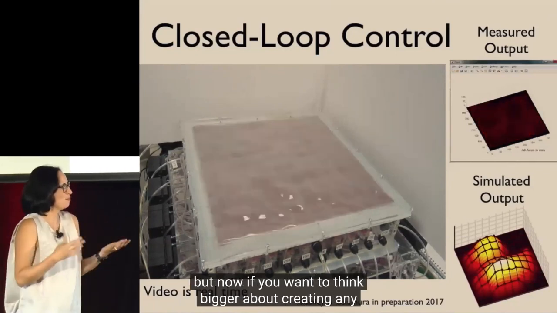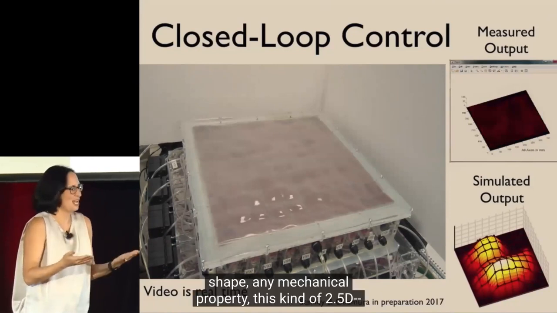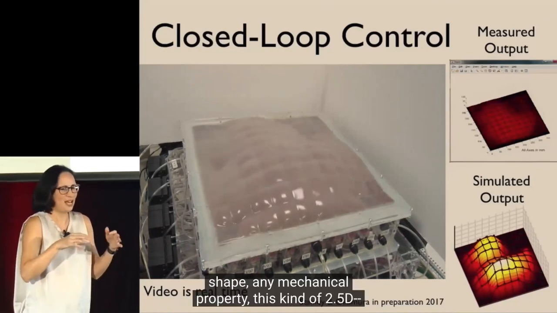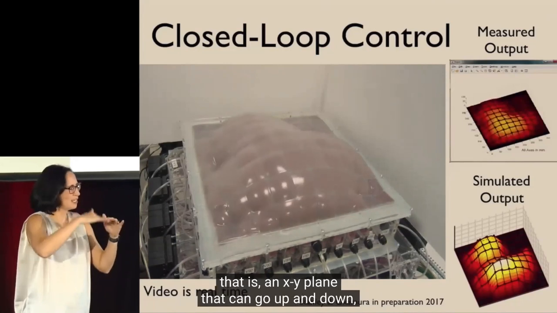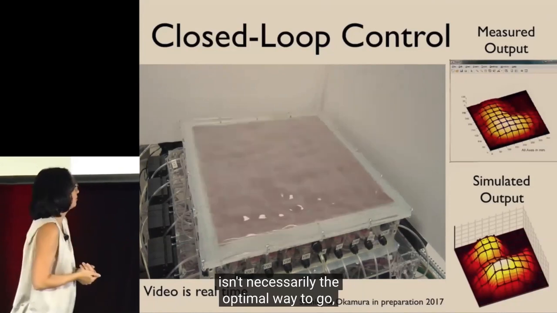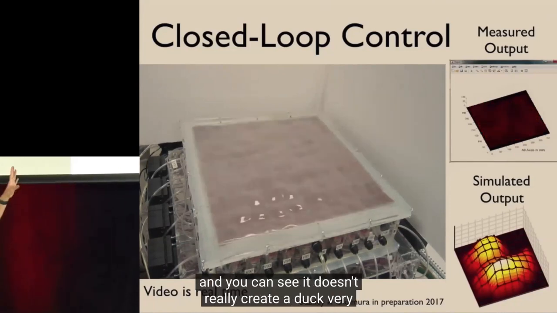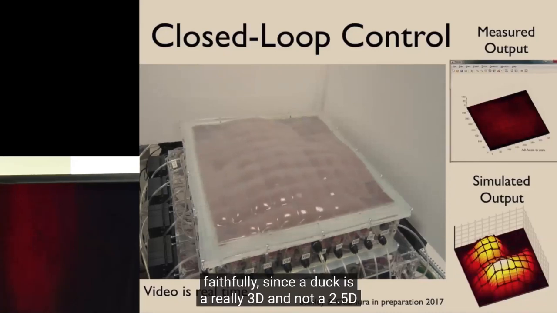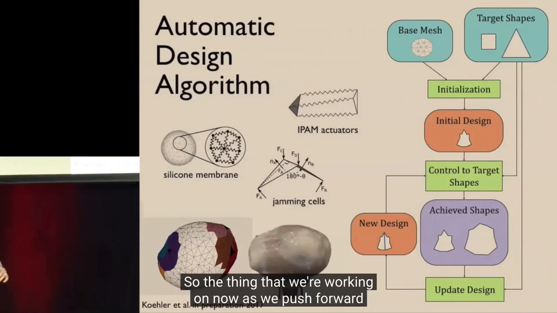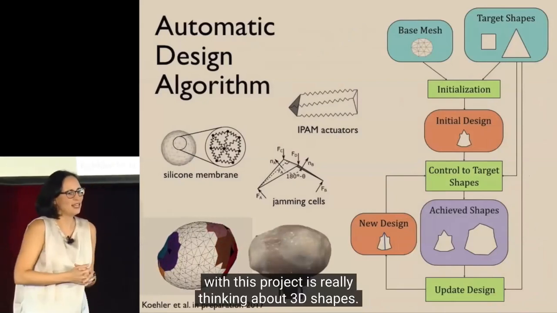But now if you want to think bigger about creating any shape, any mechanical property, this kind of 2.5D array of cells, that is an XY plane that can go up and down, isn't necessarily the optimal way to go. And you can see it doesn't really create a duck very faithfully, since a duck is really 3D and not a 2.5D object. So the thing that we're working on now as we push forward with this project is really thinking about 3D shapes.